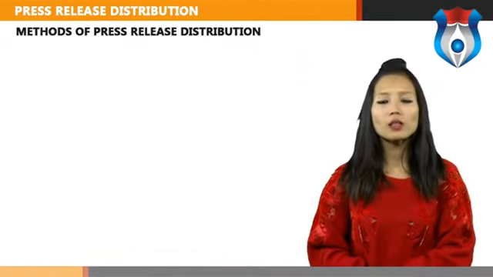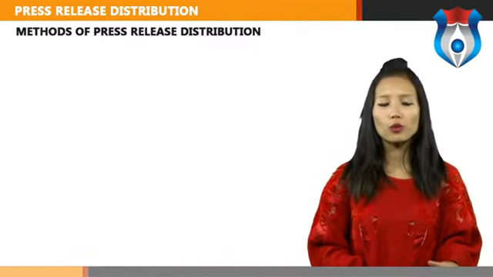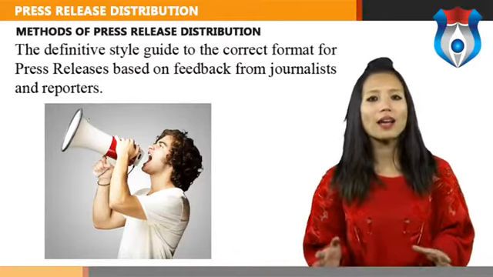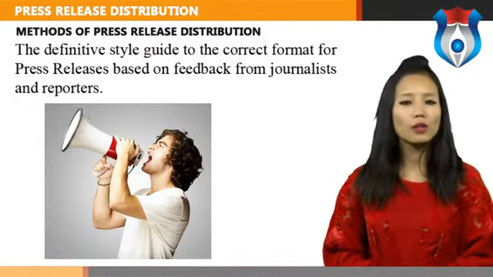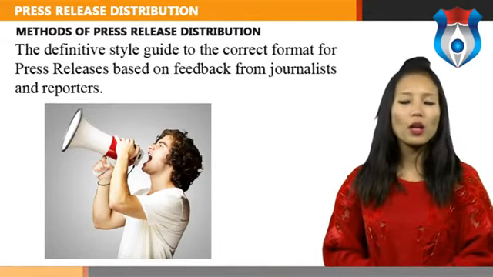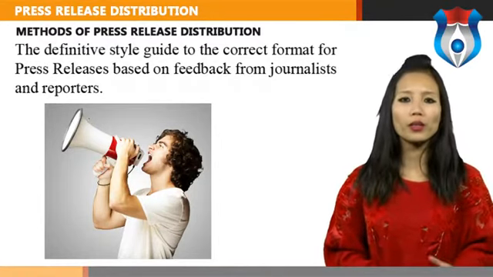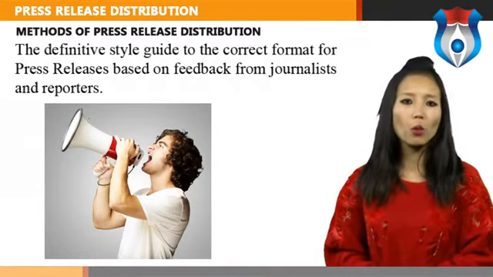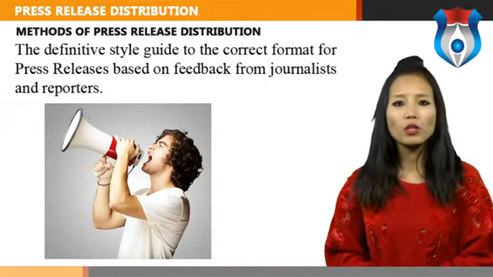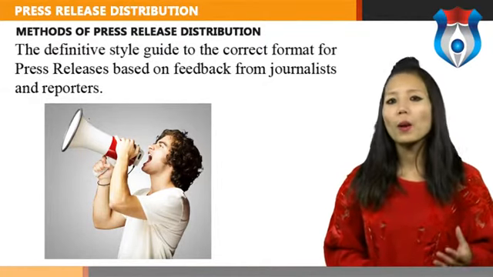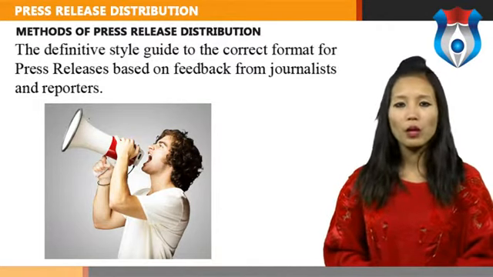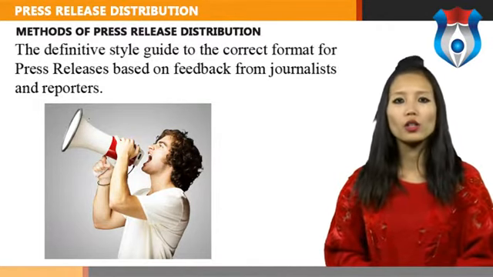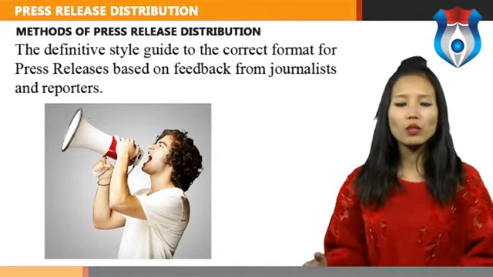Let us now discuss the methods of press release distribution. The definitive style guide to the correct format for press releases is based on feedback from journalists and reporters. A conventional hard copy press release is a brief document, generally 1 to 3 double-spaced typewritten pages, announcing news about an organization, product or service to media professionals. Email press releases are usually shorter in length than their print counterparts.